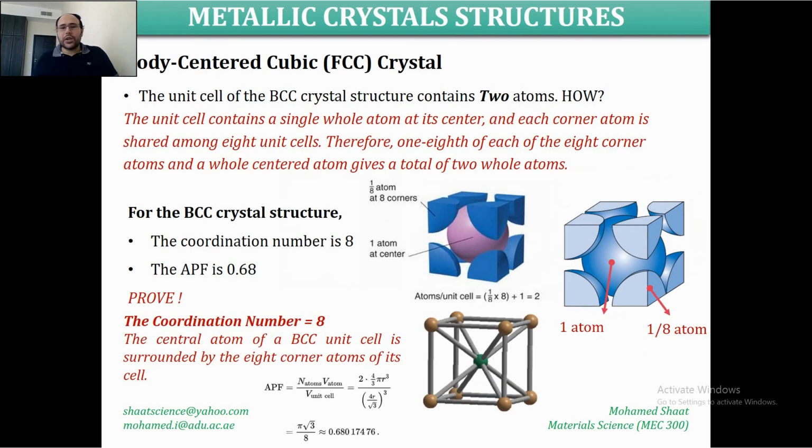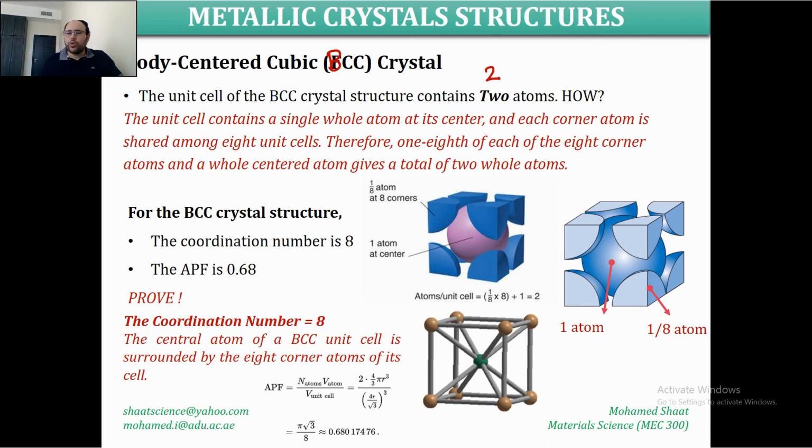So this is a different thing. But also another difference between the BCC crystal structure, this should be BCC, not FCC, and the FCC crystal structure is this number. It should be 2 here, but there it was 4. In FCC, one unit cell contains 4 atoms, but in the BCC crystal structure it is just 2 atoms. How?